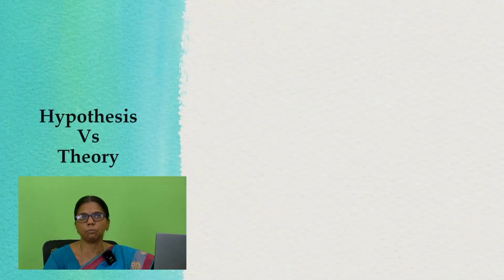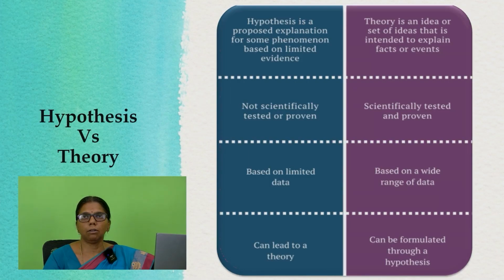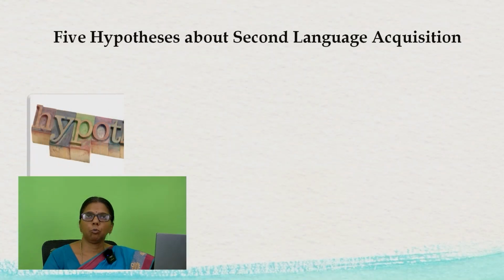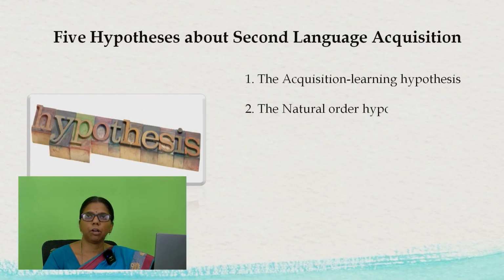Actually, he is a theorist. So this is in short the difference between hypothesis and theory. Generally, a hypothesis leads to a theory; a theory can be formulated through the hypothesis. This is just for your understanding, I've given you a small image. Okay, let's move on to the 5 hypotheses.